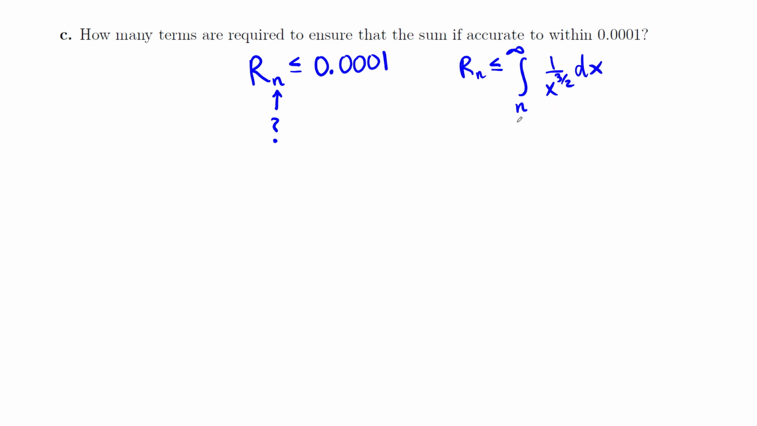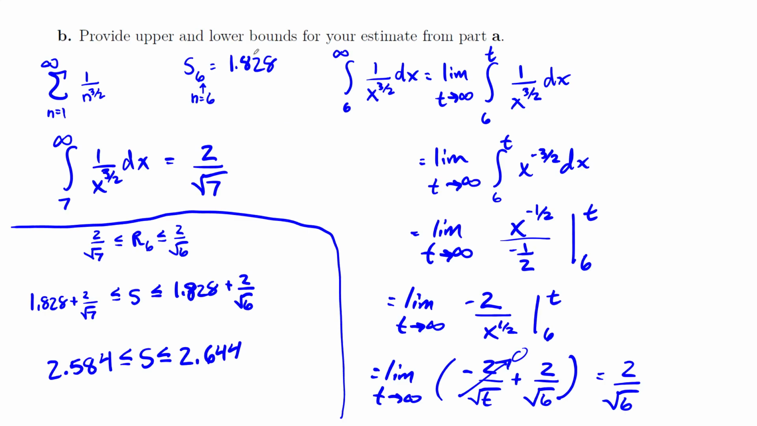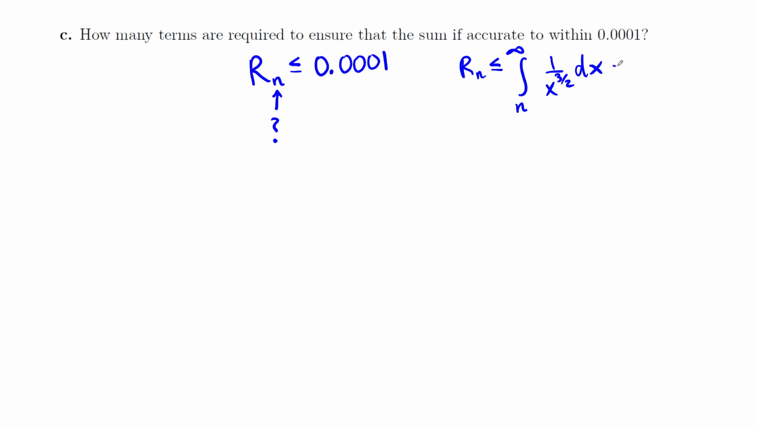But I propose that we don't work too hard on this. Let's go back to our work from the last one. The integral from 6 to infinity of that just ended up being 2 over root 6. The integral from 7 to infinity was 2 over root 7. So I think we can safely say that the integral from n to infinity is going to be 2 over the square root of n. So what we know then is that this guy is always less than or equal to that. So let's set that less than or equal to 0.0001.